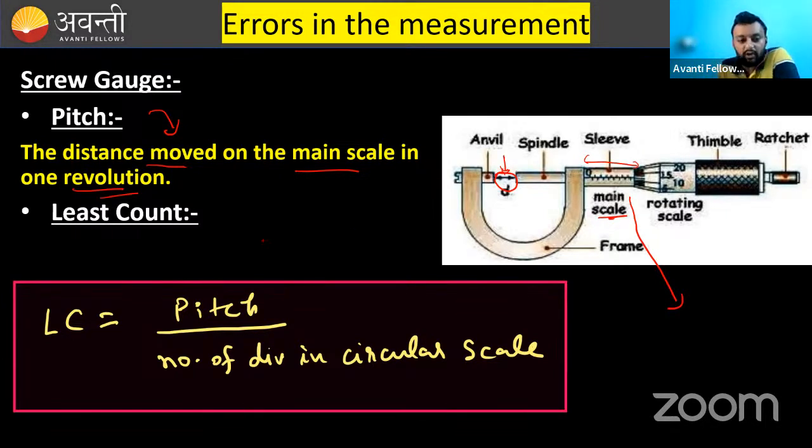Now, what is the least count of the instrument? You should remember the formula: pitch over the number of divisions in the circular scale. The number of divisions in the circular scale is given. Mostly they are either 50 or 100, most of the times 50, sometimes 100 as well. So least count is calculated as pitch over the number of divisions in the circular scale.